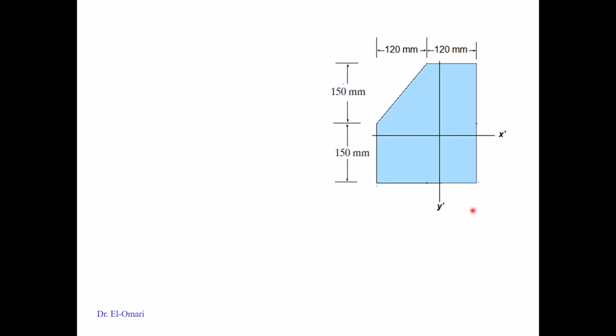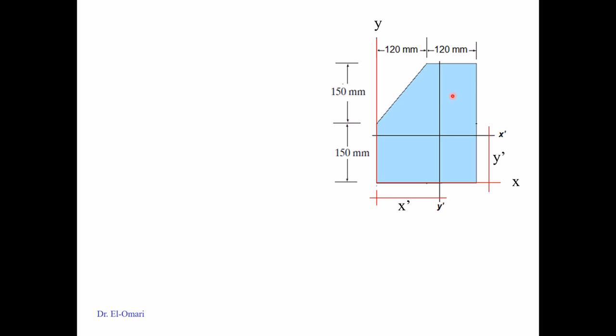This example is to find the moment of inertia of this cross-section about its own centroidal axis. To do that, we need first to find the location of these two centroidal axes, the x prime and the y prime. The first step to find the location of a cross-section centroidal axis is to set the reference axes x and y, where you then can find the location of the y-axis represented by x prime, and the location of the x-axis represented by this y prime.